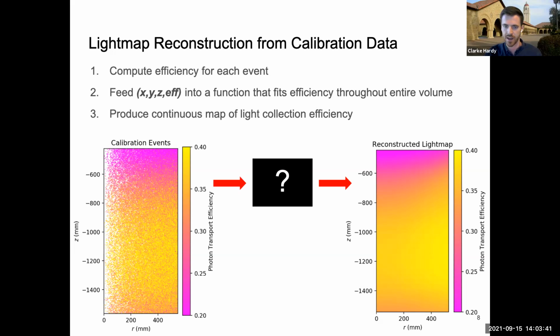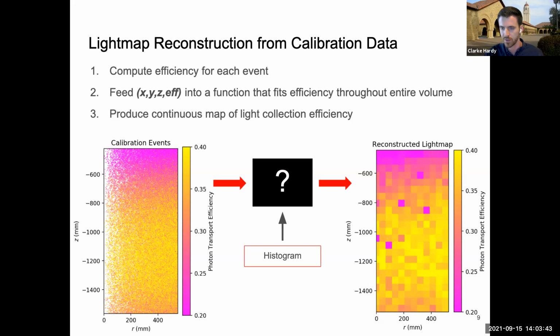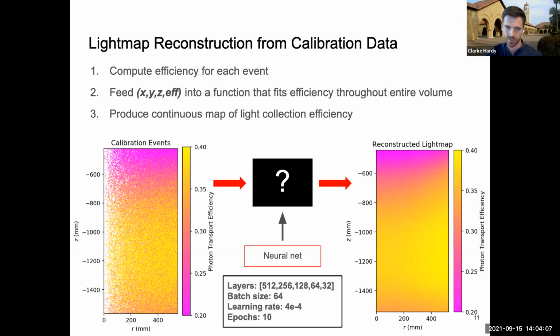So there are a few ways we could do that. We could use a histogram, which has some drawbacks. One is that the bin size is limited by the number of events we have. And if we have too few events, we get some empty bins. It's also not continuous. We could fit a spline to this data and that works a little bit better, but we also get some noise that doesn't actually reflect the true photon transport efficiency in the detector. Or we could go with the option that I settled on eventually, which is to use a neural net that is specifically designed for this purpose of creating a smooth and continuous light map function.